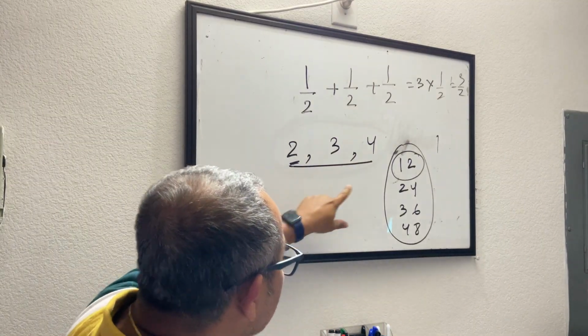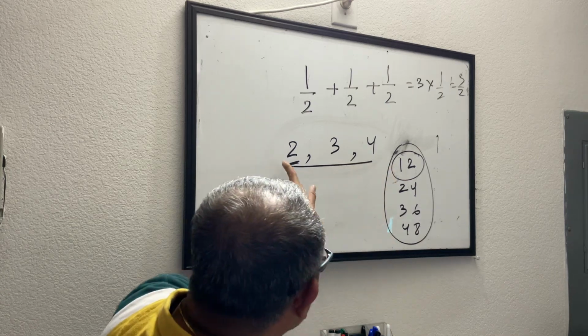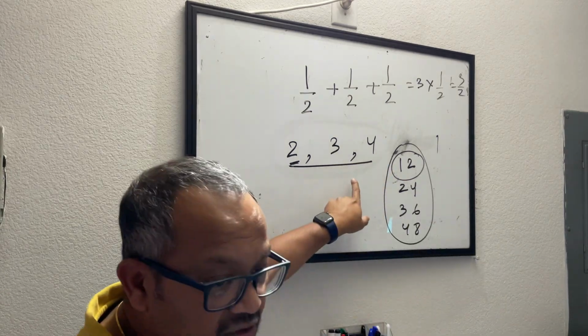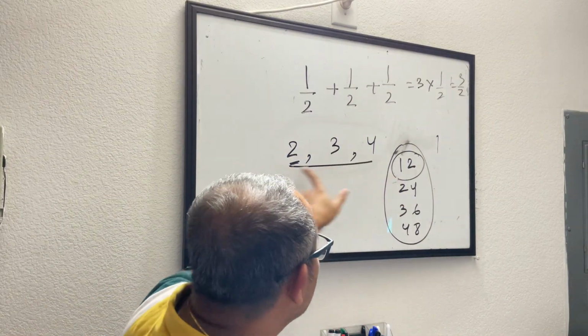So what I'm saying is, I gave you guys some numbers and I said, okay, all these numbers can be divided by 2, 3 and 4. But when it comes to the least common multiplier, this is the smallest number that can be divided by all of them.